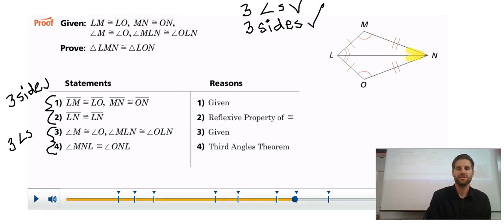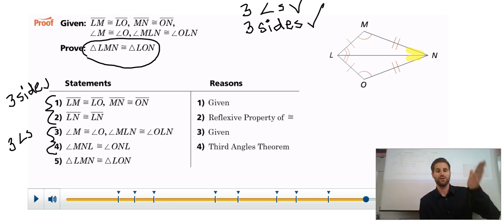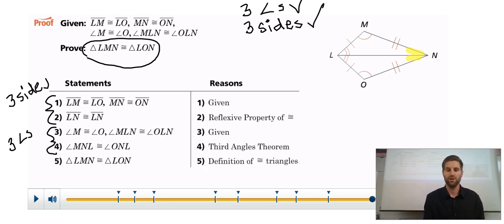So now we have 3 sides and 3 angles. We can now finish the proof off, so we can use this piece right here and finish essentially the proof. They're showing that all the pieces are congruent. And now we can say, hey, triangle LMN and triangle LON are congruent, and that's the definition of congruent triangles. A congruent triangle will have 3 congruent angles and 3 congruent sides.